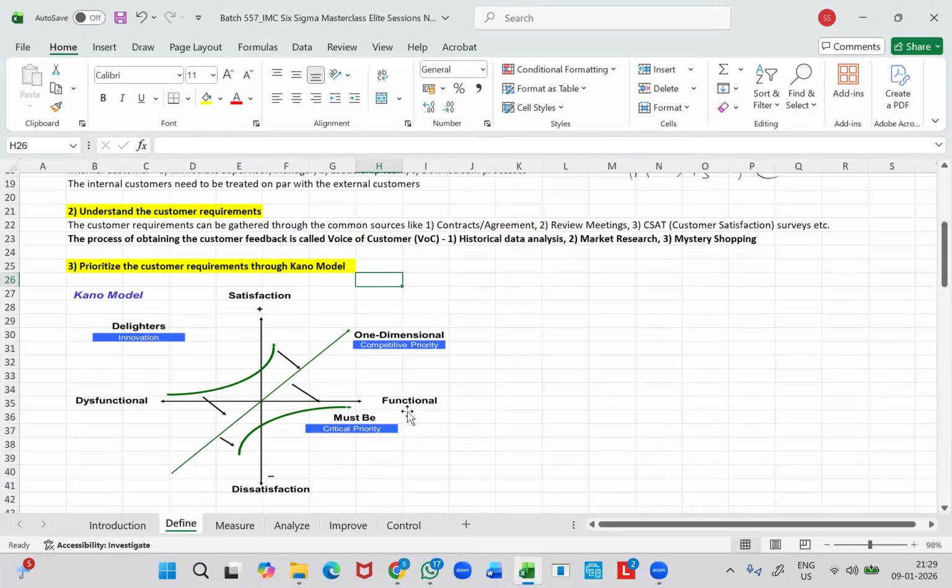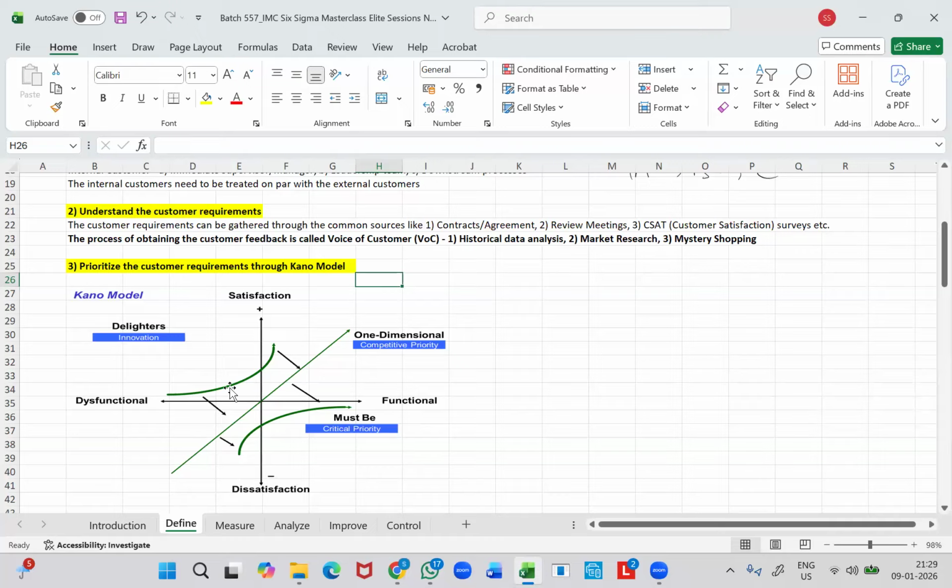So this is based on the concept that delighters, when consistently provided over a period of time, will become must-be in the minds of the customer. Once you start delighting consistently, we need to keep delighting the customer, or else the delighter would have become must-be. So we need to keep providing that provision to the customer forever, right? That is very, very important.